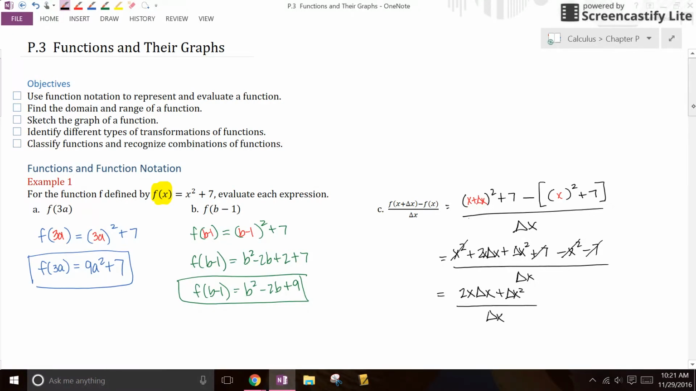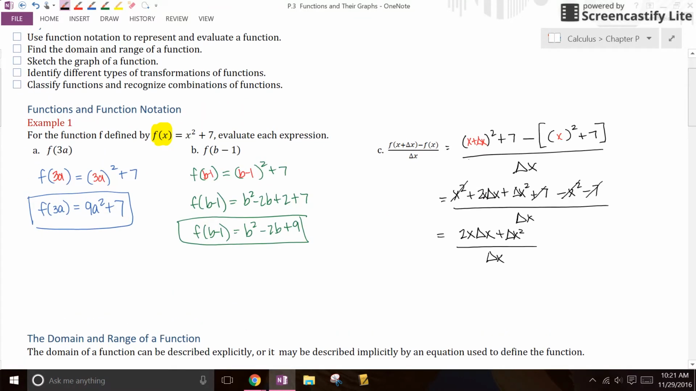Well, that kind of looks like the delta x's could somehow cancel in there, right? So let's do it carefully. I'll factor a delta x out of the top, and you would be left with 2x plus delta x all over delta x. Yep. And look at that. Boom and boom, cancel, because it's a multiplier, not an adder, right? We don't want to do that the other way. And you would be left with 2x plus delta x.